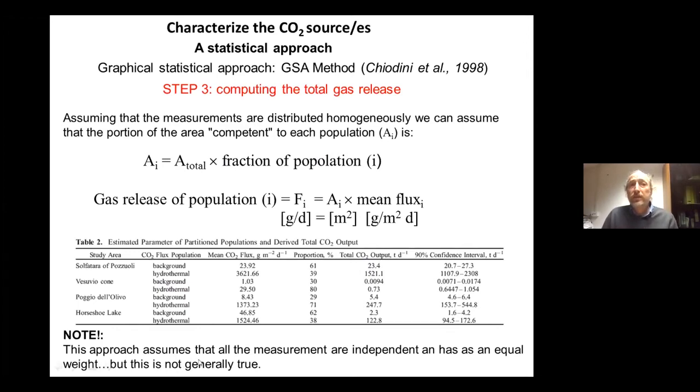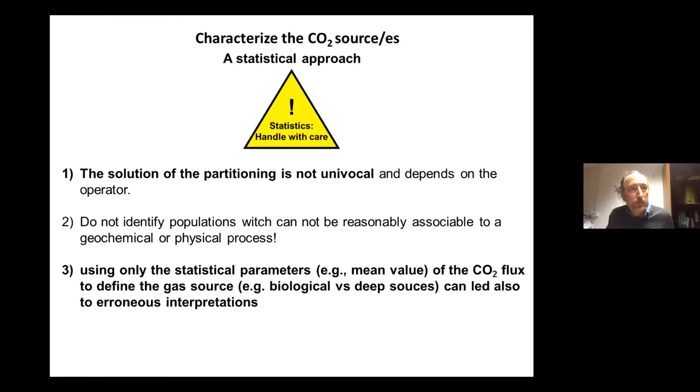Note that this approach assumes that all the measurements are independent, so this is a pure statistical approach, but we need to take into consideration different possible limitations of this simple statistical approach. And one is that the partitioning of the population is not univocal and depends on the researcher who does this partitioning. But we also have to take into consideration that using only the parameters regarding the flux, the mean values of the flux, to define the source, for example, as we have seen before, to distinguish between biological and deep source, can lead to erroneous interpretation.